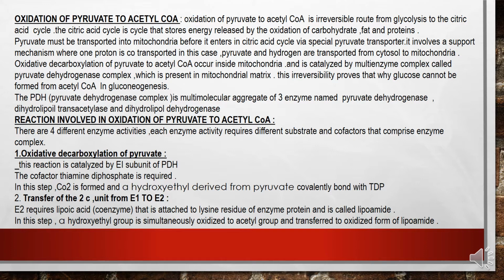Second, transfer of the 2C unit from E1 to E2. E2 requires lipoic acid. It is a coenzyme that is attached to a lysine residue of the enzyme protein, and it is called lipoamide. In this step, the hydroxyethyl group is simultaneously oxidized to an acetyl group and transferred to the oxidized form of lipoamide.